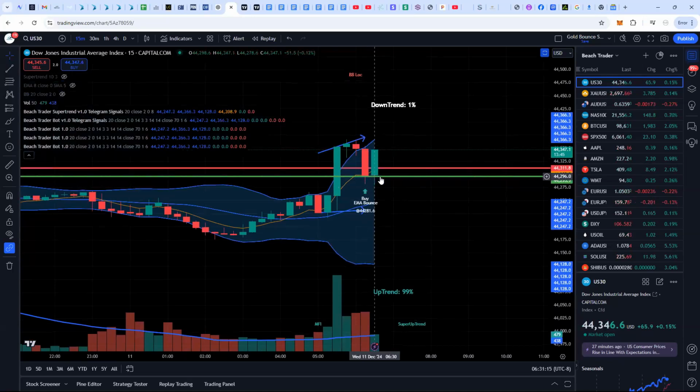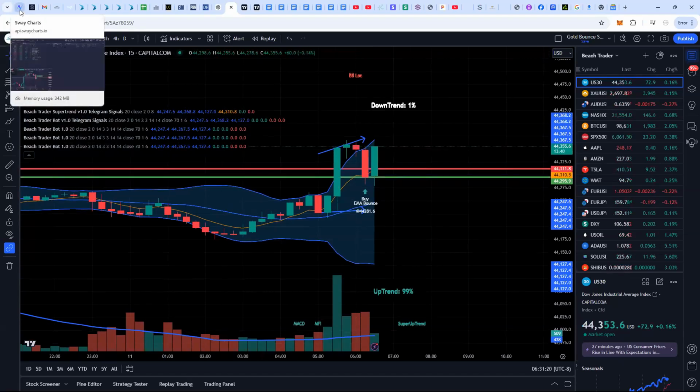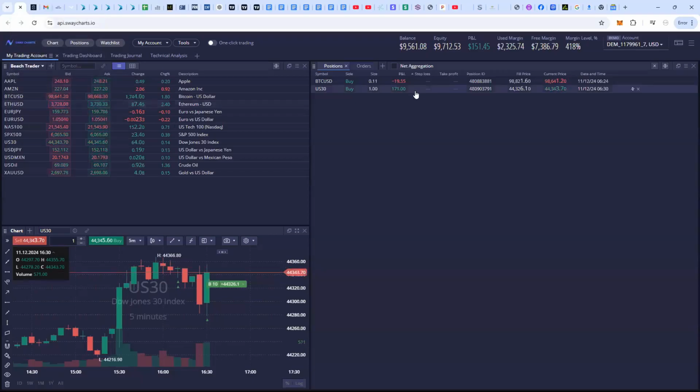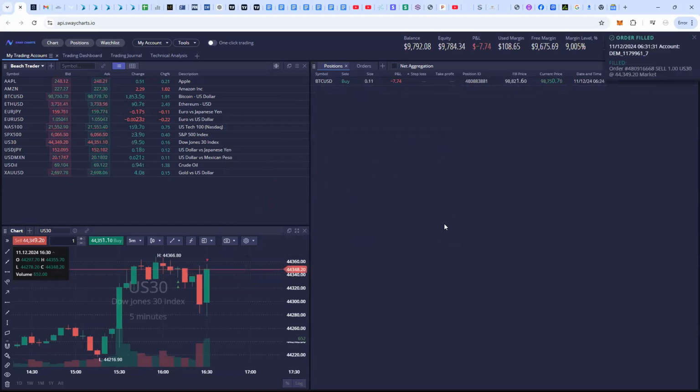The bot told us to buy, and you see it going way up. Let's look at what that looks like in our trading account now. Now we're up 159. 200 now. Let's get out of this trade. Everybody out, out, out. So we won about $229 on that trade.